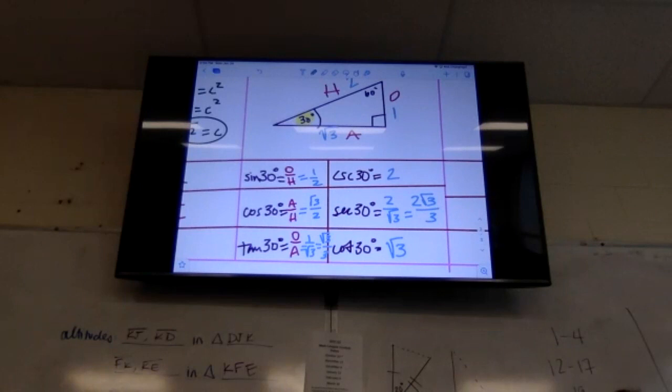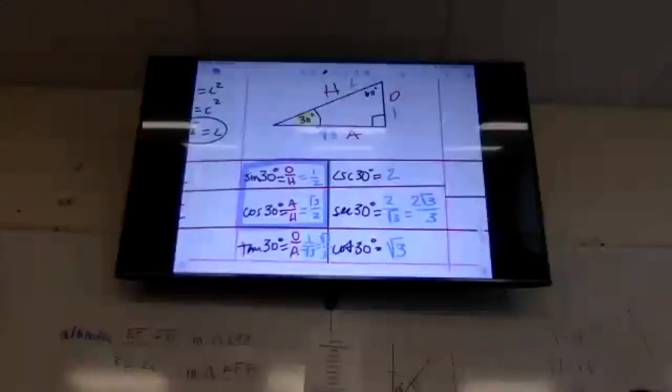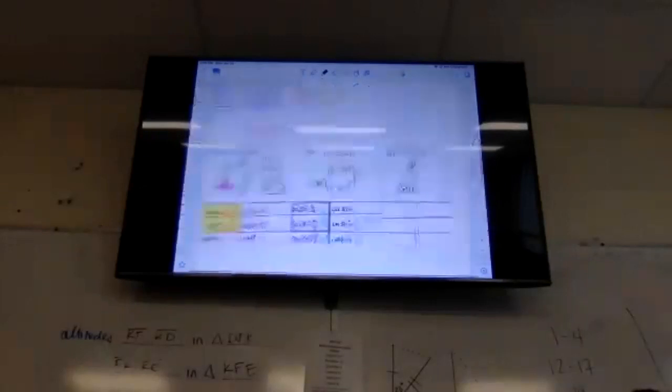All right, just like we did the other day, the whole reason we did this is because now we're going to transfer the sine and the cosine over to my graph. Remember that cosine is your x, so my x for my 30-degree angles are all going to be √3/2, and sine is your y, so my y for all of these 30-degree reference angles is going to be 1/2.